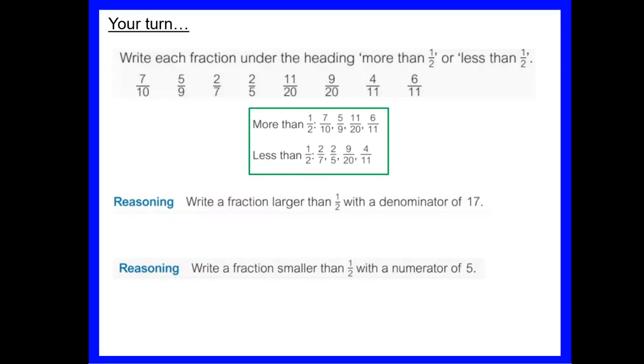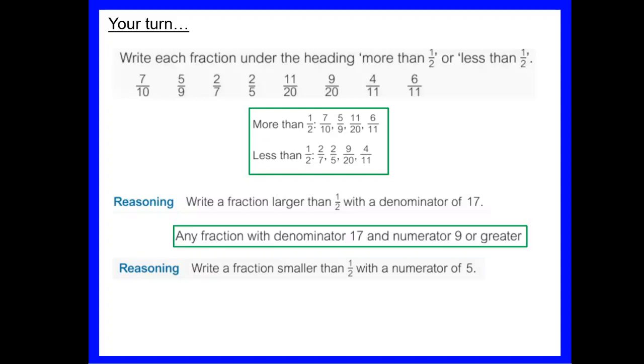Okay, for our next one then, we wanted to write a fraction larger than a half with a denominator of 17. So that means the number at the bottom needs to be 17. And you could have any numerator that was 9 or greater. So any number at the top, 9 or more with a denominator of 17, would be bigger than a half.